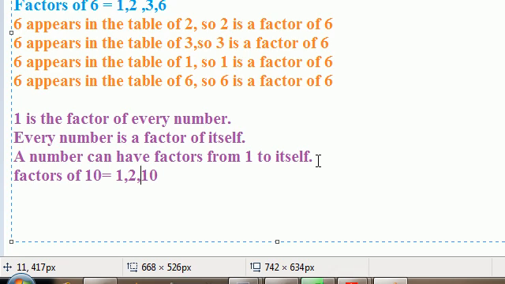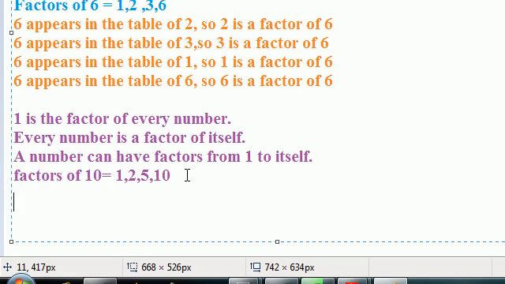We similarly check for 4, doesn't appear. We check for 5, yes, it does appear, so 5 is a factor of 10. We check for 6, it doesn't appear. We check for 7, it doesn't appear. We check for 8, it doesn't appear. We check for 9, it doesn't appear, and the next number is 10. So we can say that these numbers are the factors of 10.